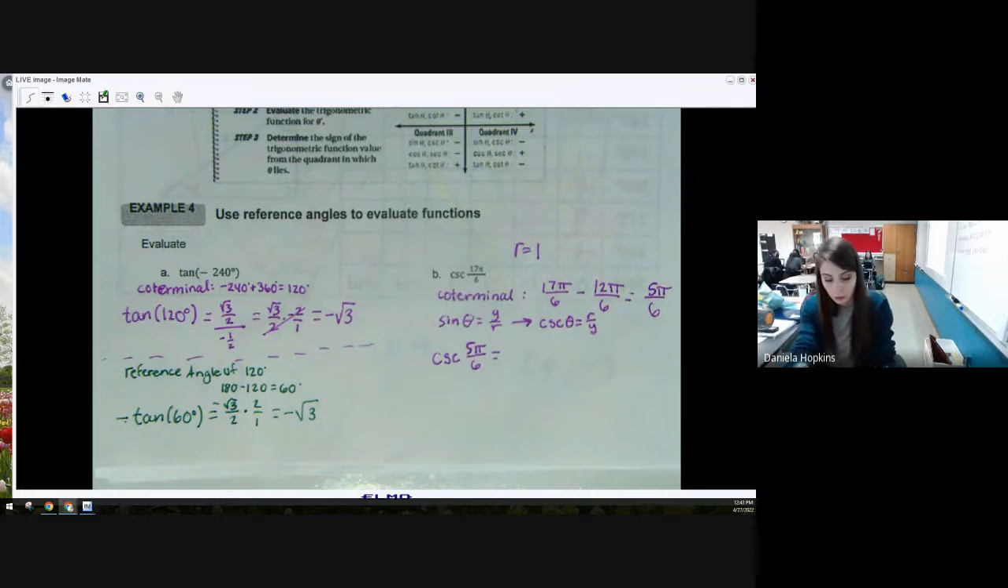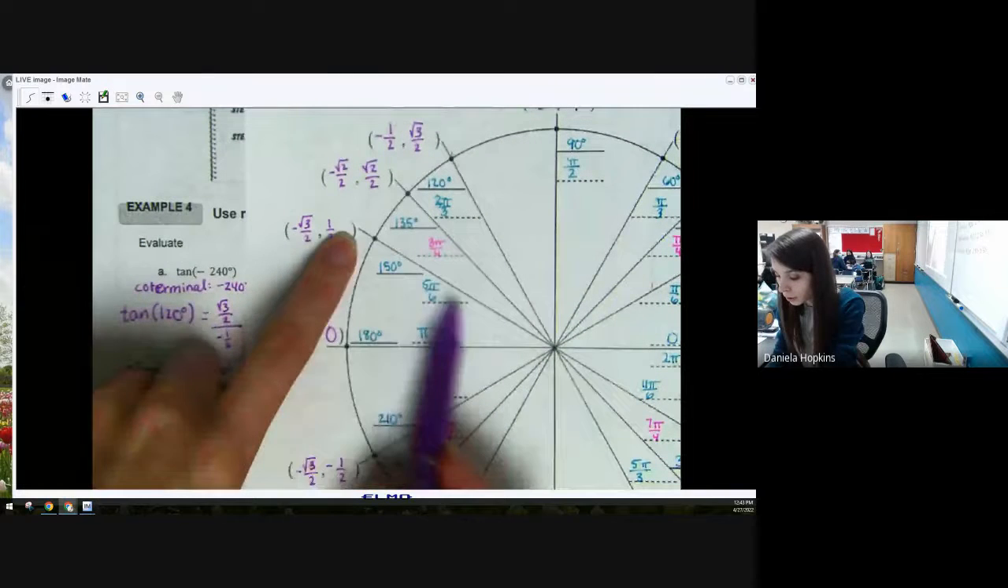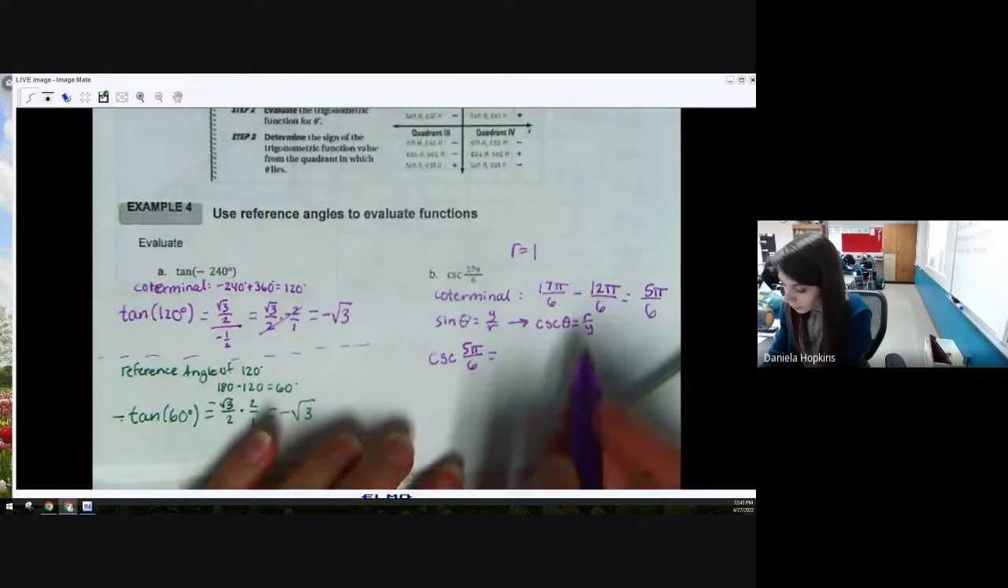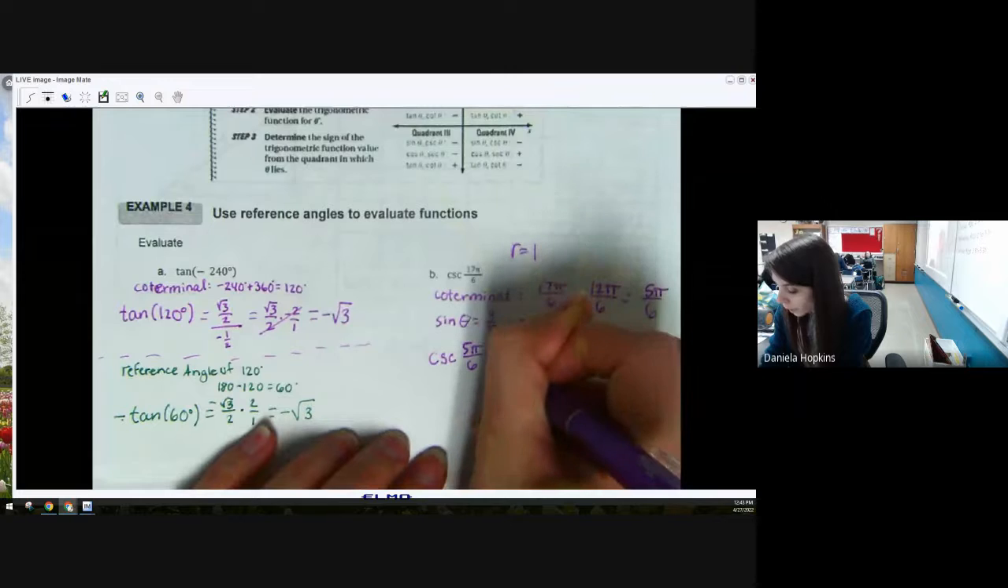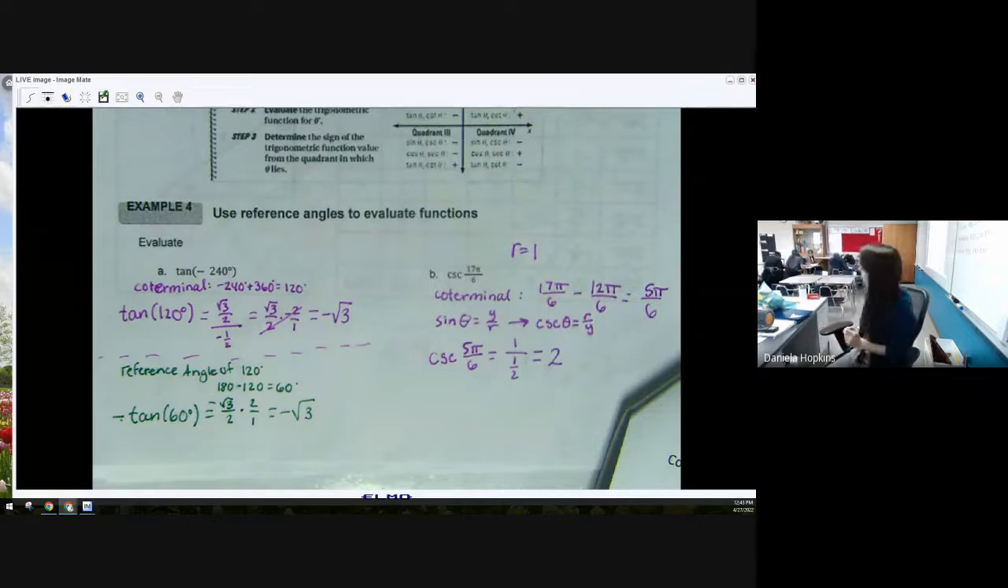So on my unit circle, I'm going to go ahead and find 5 pi over 6. It's in my second quadrant here. It's negative square root of 3 over 2 over 1/2. I just need the 1/2 part because I need the y. So it's 1 over 1/2, which ends up giving me 2. So it's a little strange using this unit circle, but I don't think doing it is difficult. I think the beginning interpretation of what to do is a little challenging.